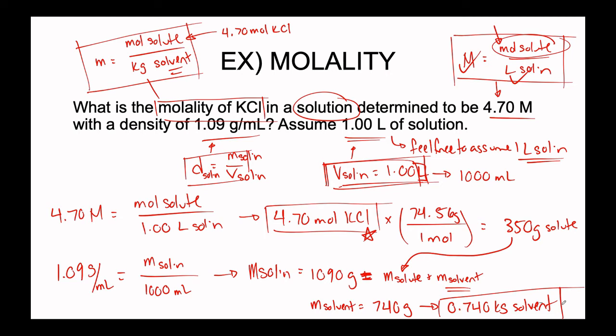All right, so again in review, density corresponds to the solution, meaning that we were able to find the mass of the solution. In subtracting out the mass of the solute from the mass of the solution, we were able to find the mass of the solvent itself, convert it into kilograms, and now we can insert this into the equation to solve for what we were actually asked to find, the molality.